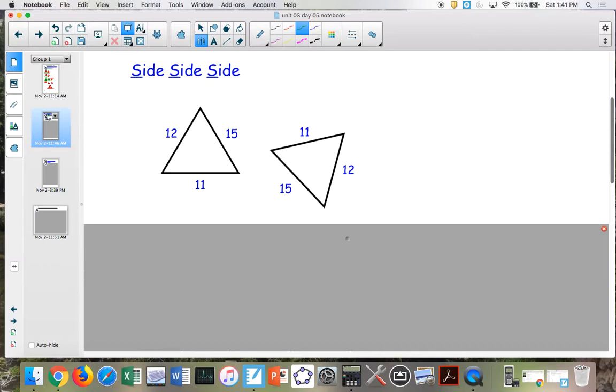Alright, in this example, we have two triangles, and we know that this side's congruent to this side, this side's congruent to that side, and that side is congruent to that side. So therefore, we know that these two triangles are congruent, and we know that by the side-side-side postulate, which means we have three pairs of corresponding sides congruent.